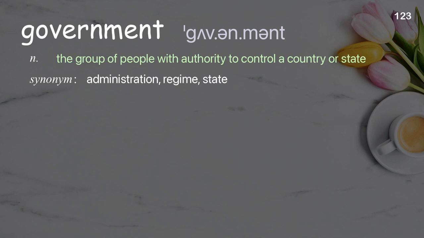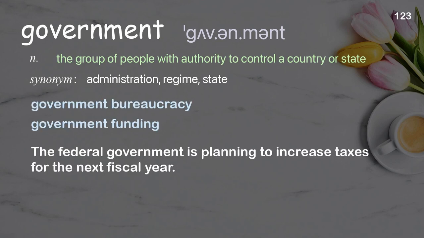Government. The group of people with authority to control a country or state. Examples: government bureaucracy, government funding. The federal government is planning to increase taxes for the next fiscal year.